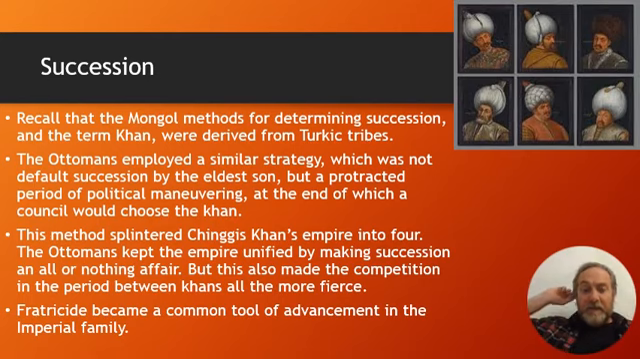The Ottomans didn't do that. They kept the empire unified by not doing the splintering, making succession an all or nothing sort of thing. But this ended up making the competition in the succession all the more fierce, right? Because it was an all or nothing sort of thing. So you often had fratricide going on, brothers killing brothers. So murder became a means of advancement in the imperial family in the Ottoman Empire.